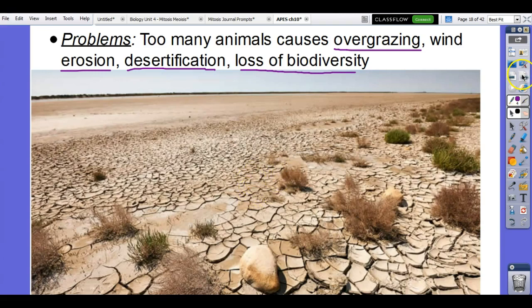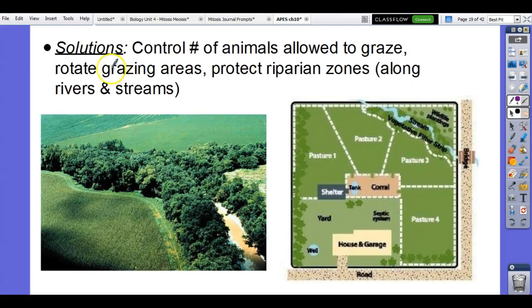So what can people do instead? Well, they can do a couple things. So here are the solutions. Control the number of animals, right? Set a limit, okay? You could also rotate, okay? So here you see a farmer with different pastures, right? So maybe his cows are in pasture 1 for the first week, and then he moves them to pasture 2. And when he moves them here, this grass is allowed to grow again. And then he moves them to pasture 3, and so on, okay?